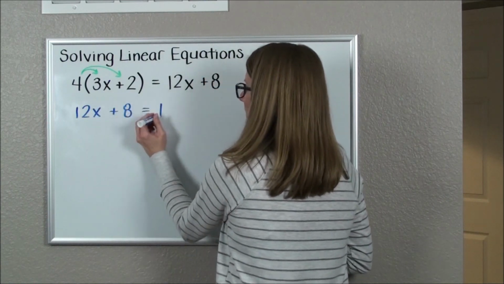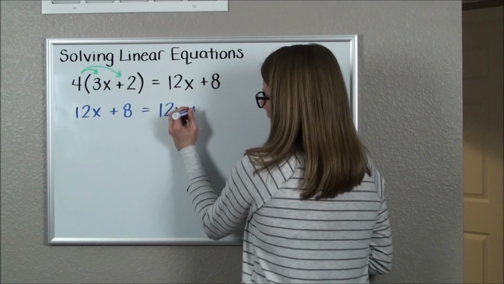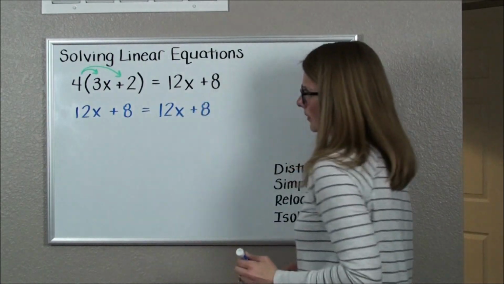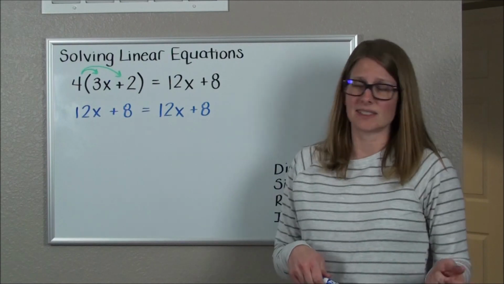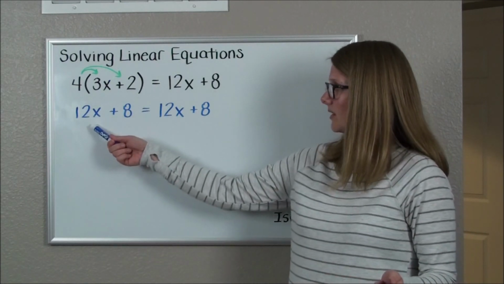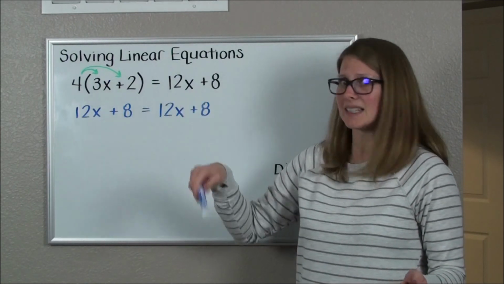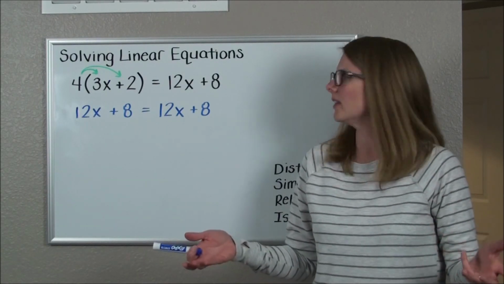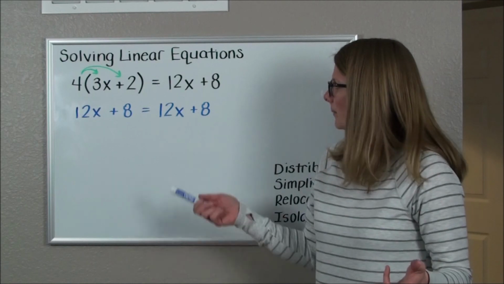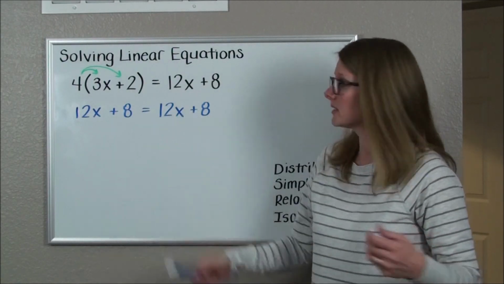And then we'll copy the rest. And at that point, you scratch your head and you go, okay, so the left side says 12x plus 8, the right side says 12x plus 8, and this is telling me that 12x plus 8 is the same as 12x plus 8. And you go, yeah, that's true, I know that. This is the same as that, yes.